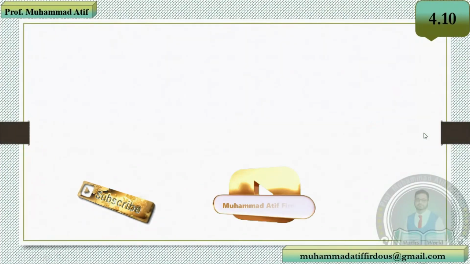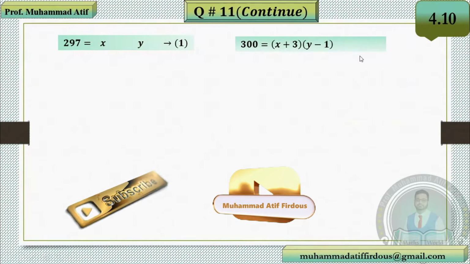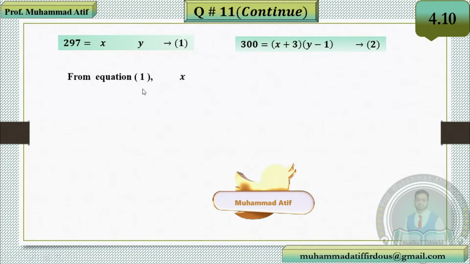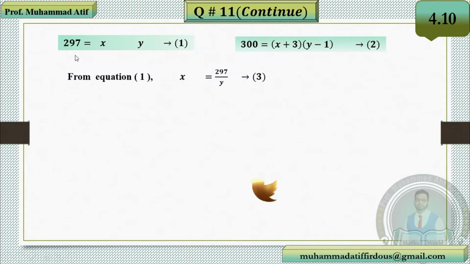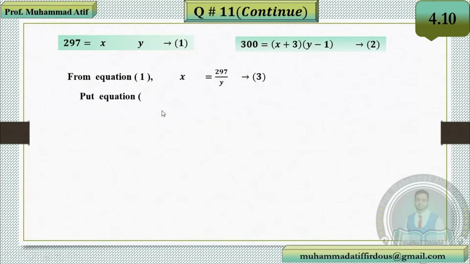Now we know equation 1 and equation 2. Just a reminder of equation 1 and 2. Just solve these equations simultaneously. From equation 1, just multiply this y on your left hand side. We have x is equal to 297 over y, and just put this variable x into equation 3. Meaning put equation 3 in equation 2.